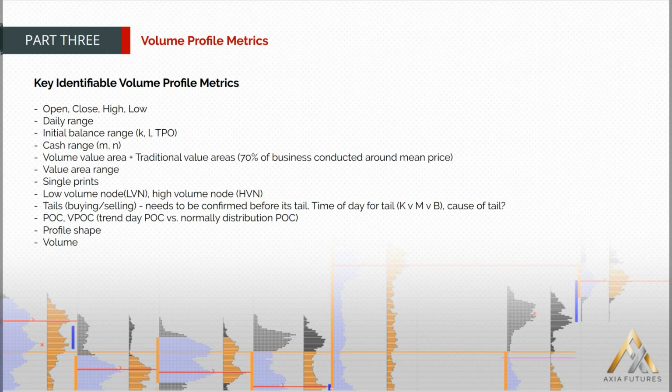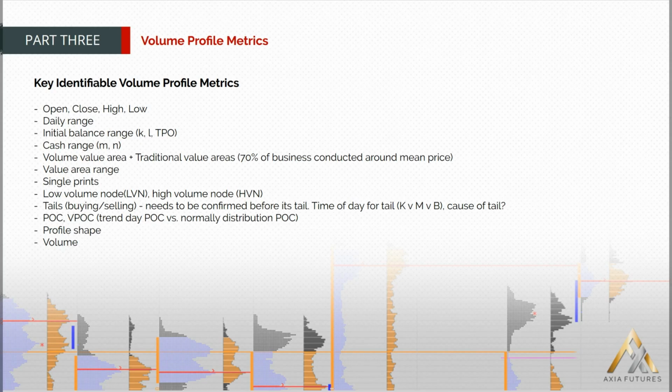We then have the profile shape. What is the shape of the distribution? Now this can be a number of different shapes, and again we will talk about this extensively down the line. We're merely just identifying what are the key metrics found within a traditional volume profile. And last but not least, the volume.